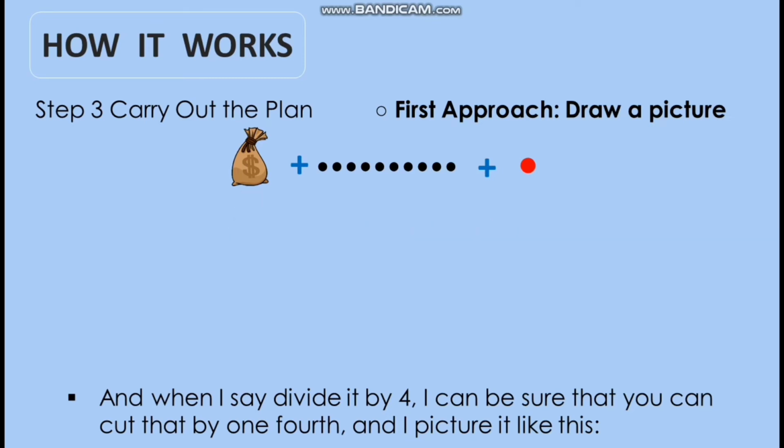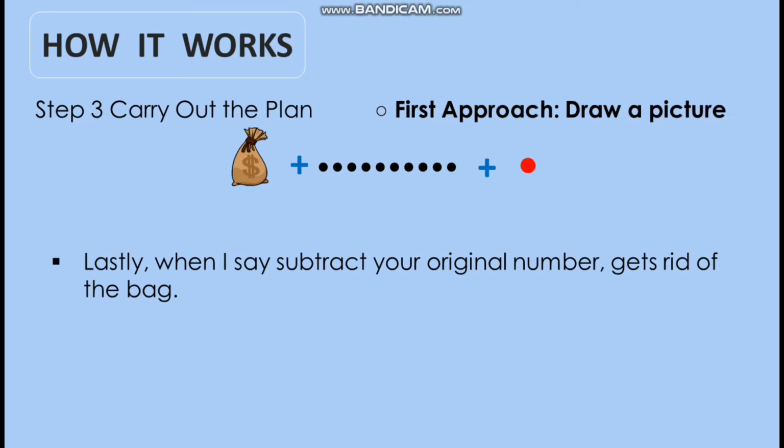So, ang matitira na lang is isang set ng 1 bag and 10 black dots and 1 red dot, which is equivalent to 50. Then, lastly, when I say subtract your number, get rid of the bag. So, ang matitira na lang is 10 plus 50, which is equivalent to 60. So, that's it. From doing a picture, naipakita natin na through following the given process or steps, yung result niya is 60 for any number.